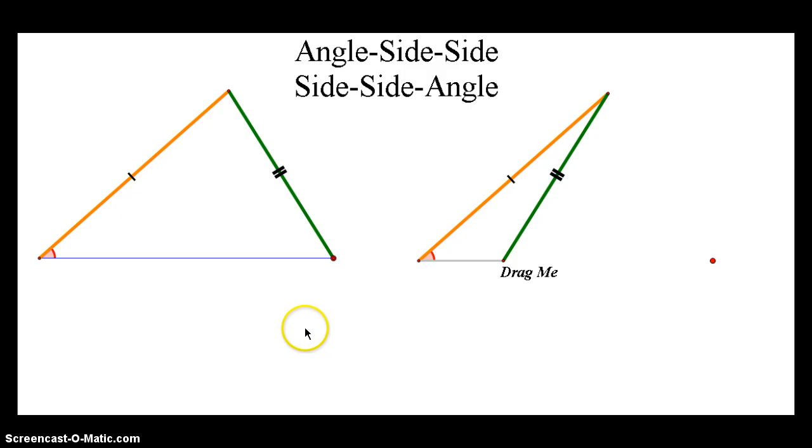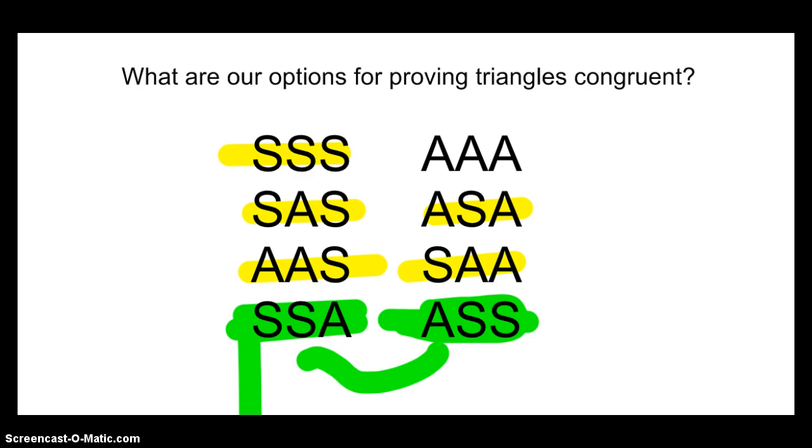No. I just provided a counterexample. So angle, side, side, and side, side, angle does not work. We could cross it off of our list. So if we come back to our list, this is the bad list, right? Bad list, cross it off. So what I always like to say is if you write angle, side, side, either forwards or backwards as an answer, you are what you're writing. Get it? If you write that, that is not good.